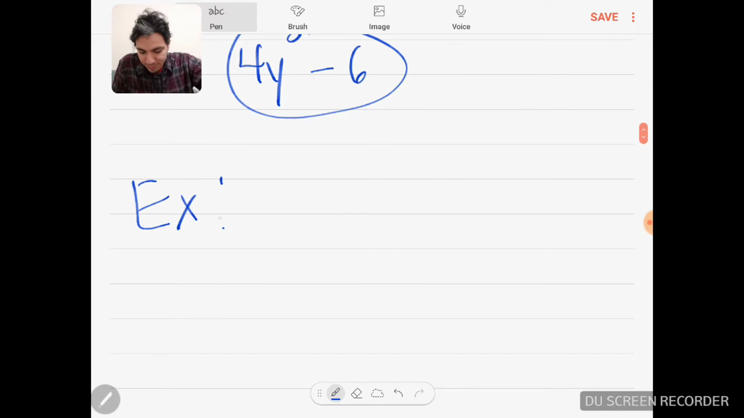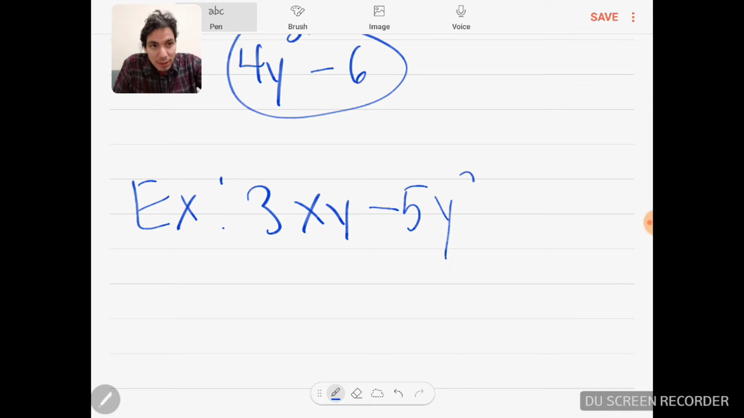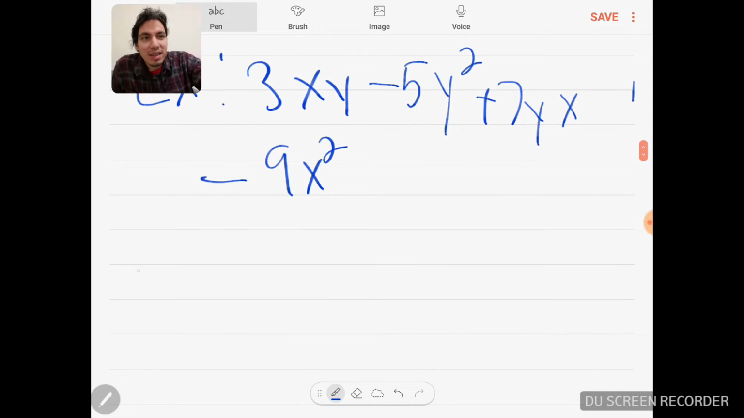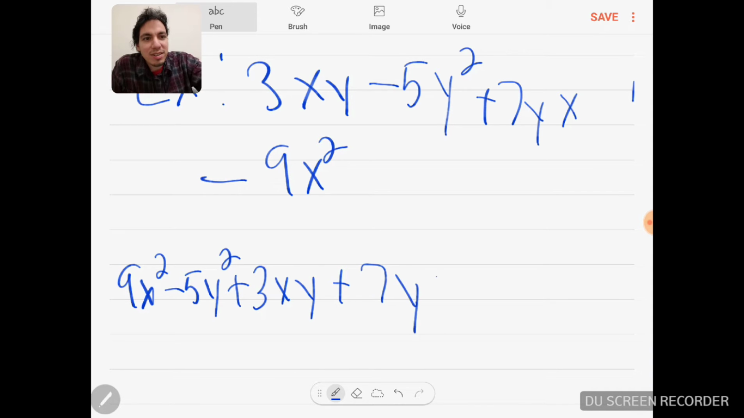Next example. This one's actually a tricky one. 3xy minus 5y squared plus 7yx minus 9x squared. Now, I'm going to try to rewrite this again, a little bit neater, just so you guys can see the whole thing in its entirety. There you go, it's much better. So these are the same problem, just reordered. Oh, it's actually not. I forgot to put the negative in front. There we go. Now it's the exact same problem.